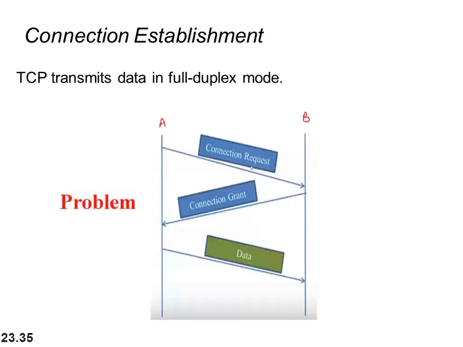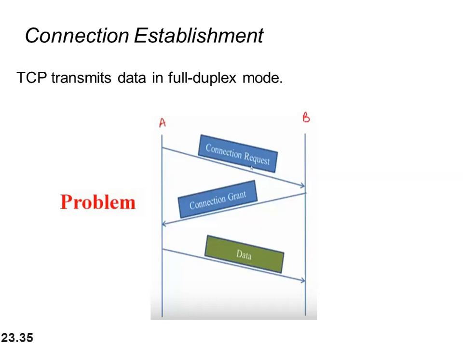Now moving ahead, when the two processes are going to communicate, data can be transferred in any direction. Both processes can transmit the data. So that is why TCP data transmission takes place in full duplex mode. Full duplex means the data transmission can take place in both directions.